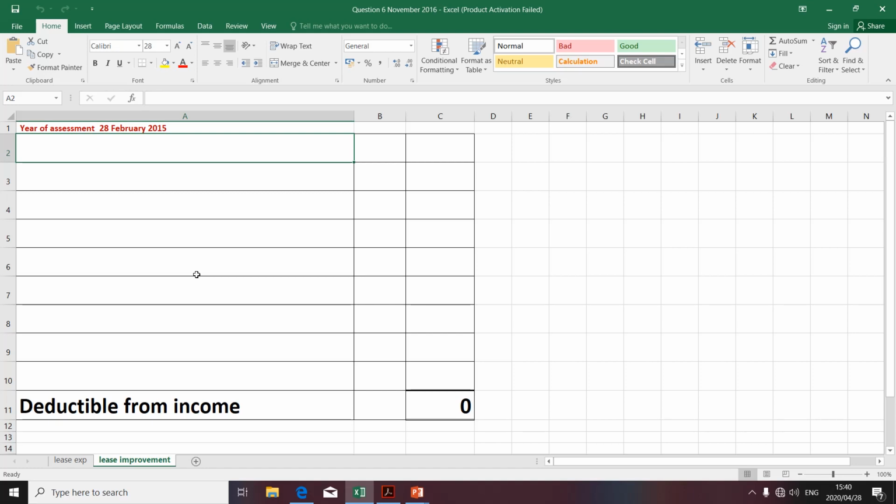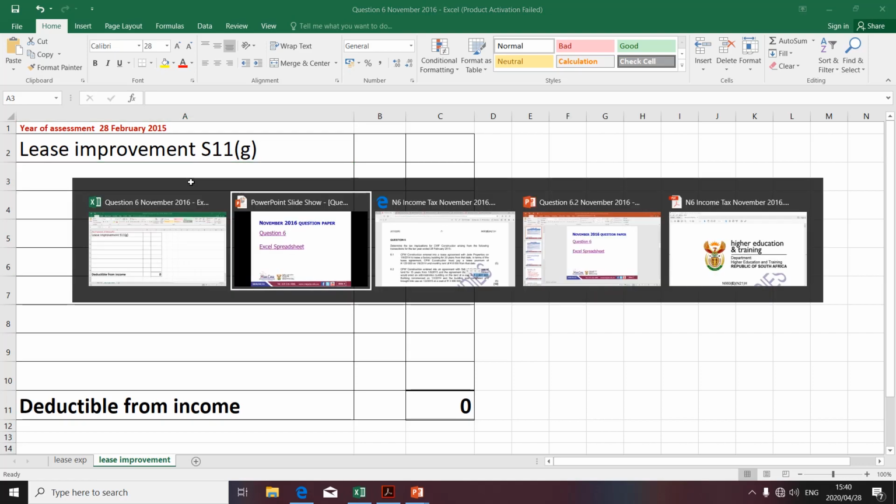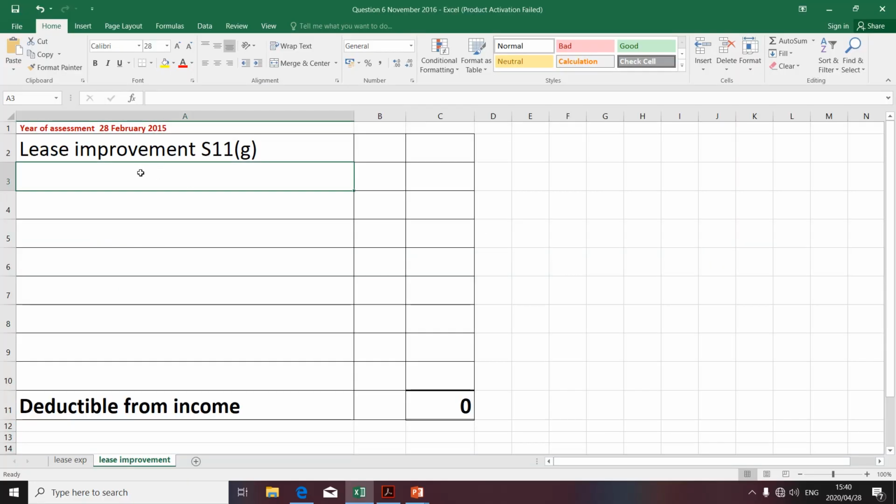There you go. Remember, we're going to call it lease improvement. Lease improvement, that's its proper name. Please get used to the names. It's done by section 11G. Even if you do not write sections, don't worry, you don't lose marks. But let's do calculations. Firstly, as I've mentioned, I'm not going to waste your time doing calculations relating to months. I've already determined the months.